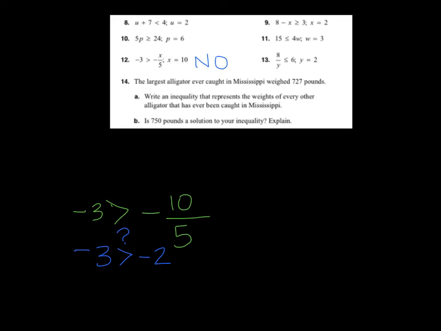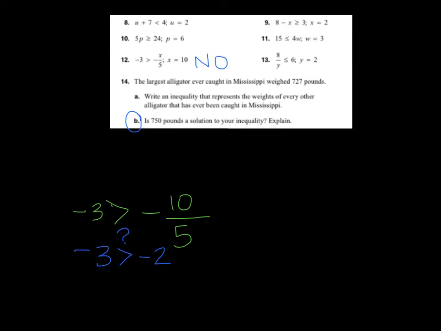Okay, I am going to help you set up number 14a, which is another problem that you're supposed to do. So hopefully you can answer B once we set it up. Okay, so let's read this. It says the largest alligator ever caught in Mississippi weighed 727 pounds. We want to write an inequality that represents the weight of every other alligator that has ever been caught.